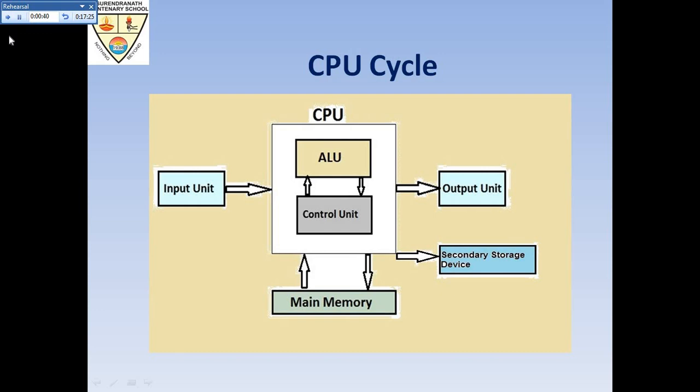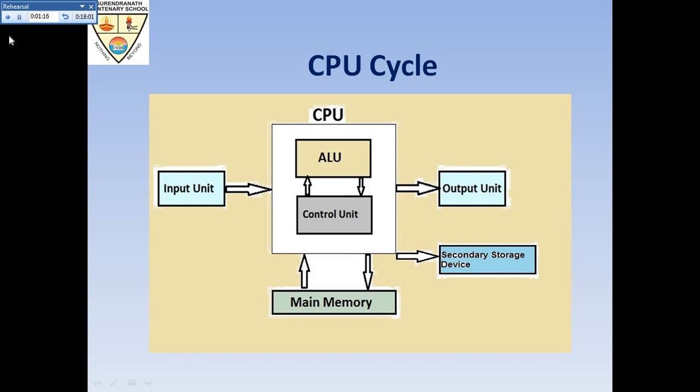Now let's come again to the very beginning, the input unit. Listen to this particular example carefully so you can understand how the CPU cycle works. What does input unit mean? It is a set of devices, a kind of unit which is used to give input to the CPU. Maybe keyboard, maybe mouse, maybe scanner, through which we are giving our input to the CPU. Now that input went inside the CPU. Whatever input has been given by us will be accepted by the CPU.